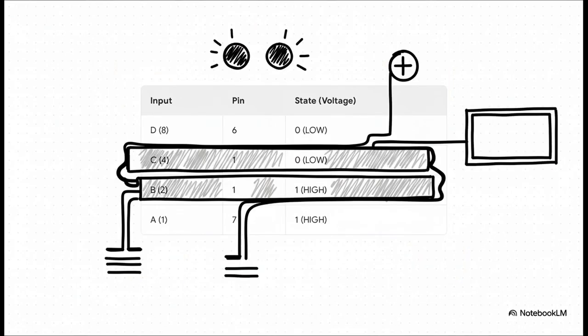Okay, 0 was easy. Let's try something a little different. How about the number 3? Well, the binary code for 3 is 0011. So this time we set inputs A and B to high by connecting them to power, while C and D stay low connected to ground.